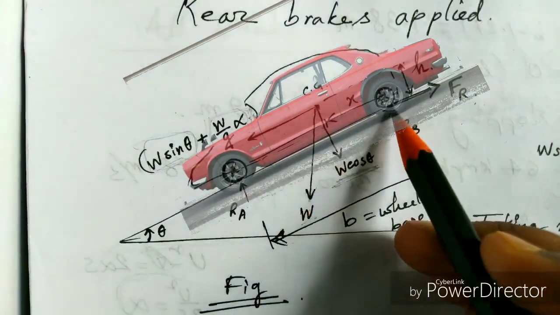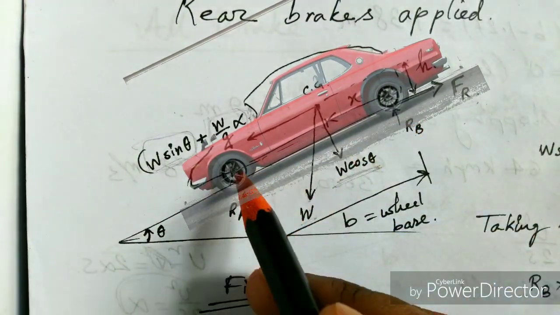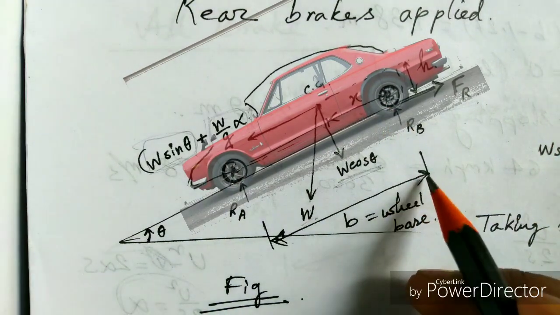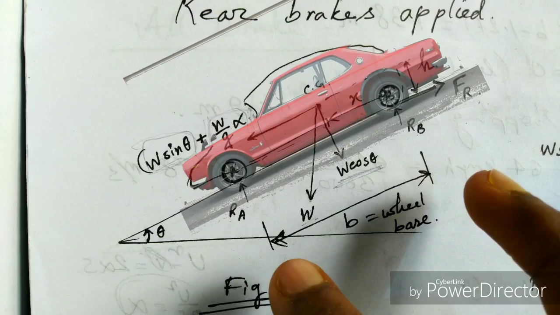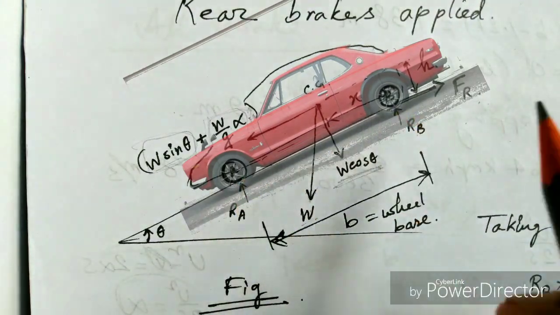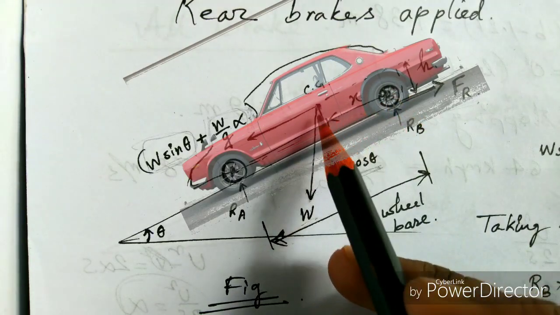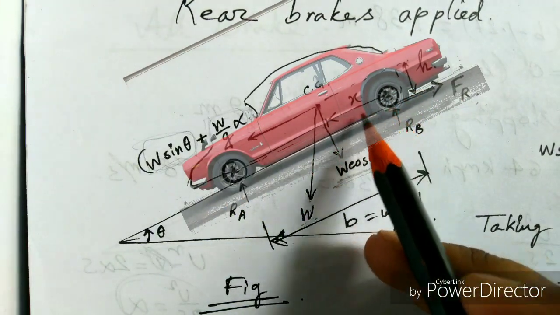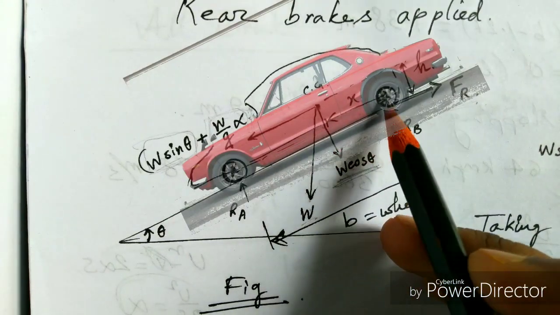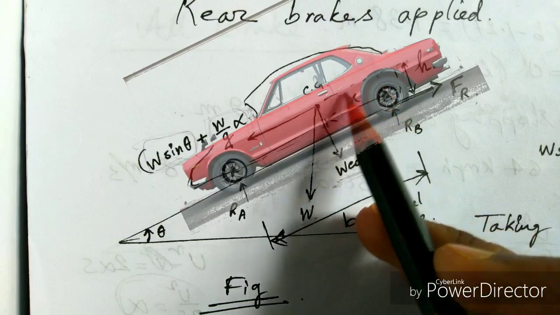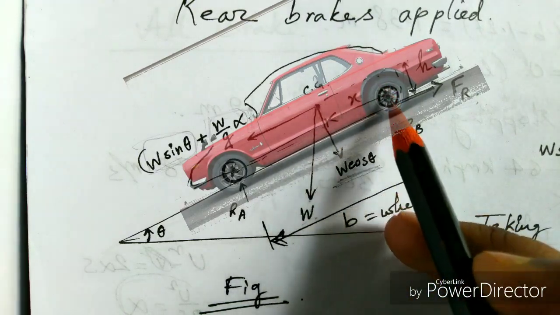Now Ra and Rb are the reaction forces on the front wheels and the rear wheels respectively, and B is the wheelbase of the vehicle, that is the distance between the centers of the front and rear wheels. The CG is at height H above the slope, and X is the distance of the CG from the rear axle. So this is the rear axle, and X is the distance of the CG from the rear axle.